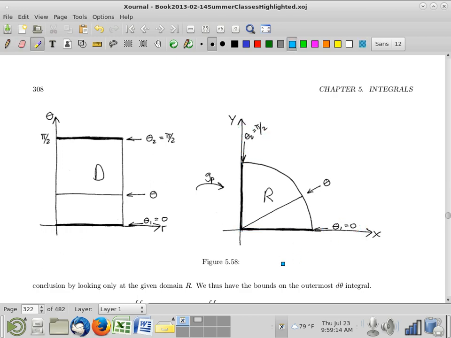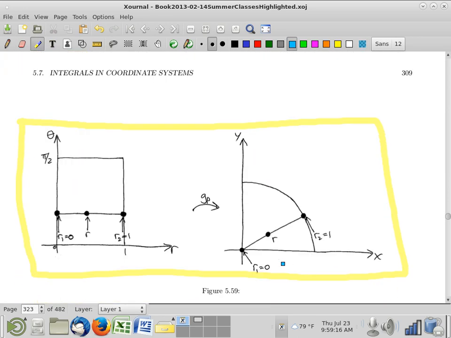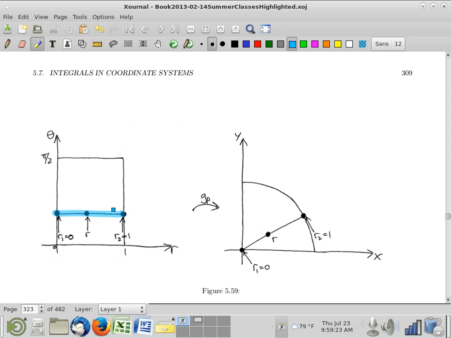Right. Now, what about for the R coordinates? Do I have another picture down here? Yeah. For the R coordinates, given that we've chosen now some value of theta between 0 and pi over 2, on the XY plane, here's a chosen value of theta somewhere between 0 and pi over 2. Okay.